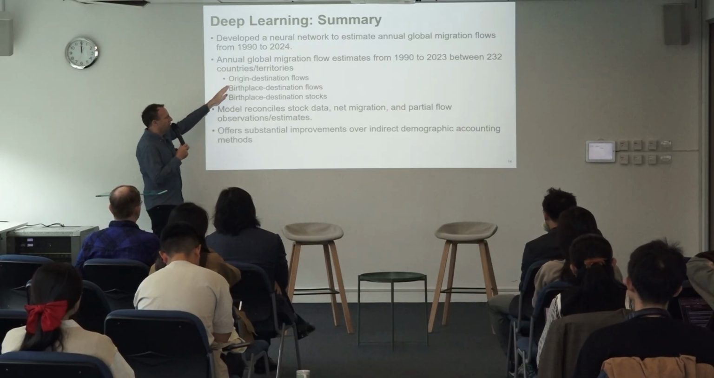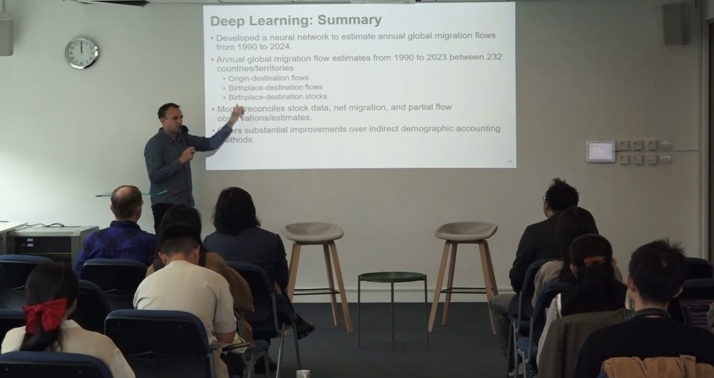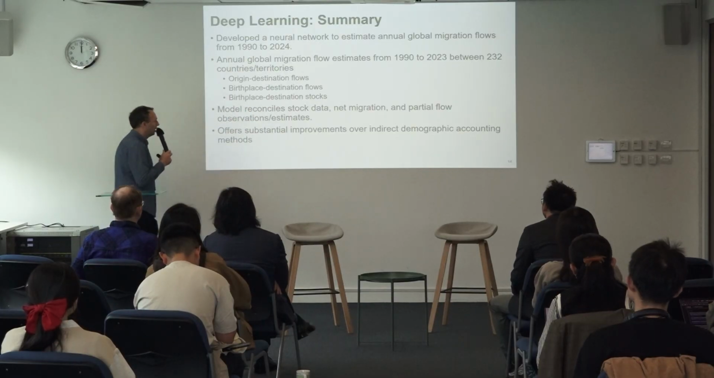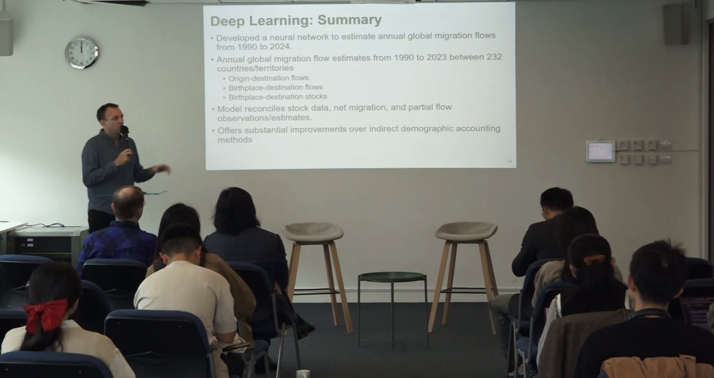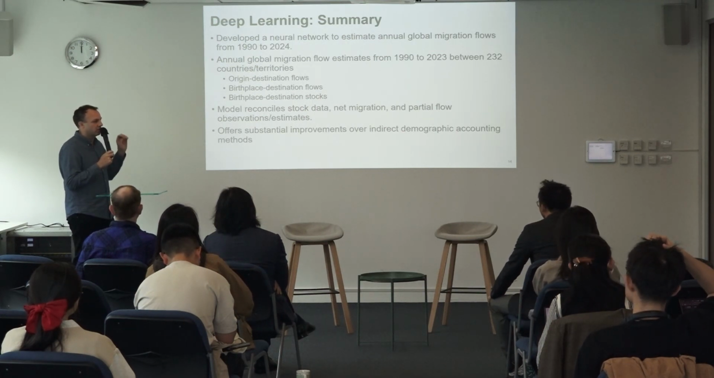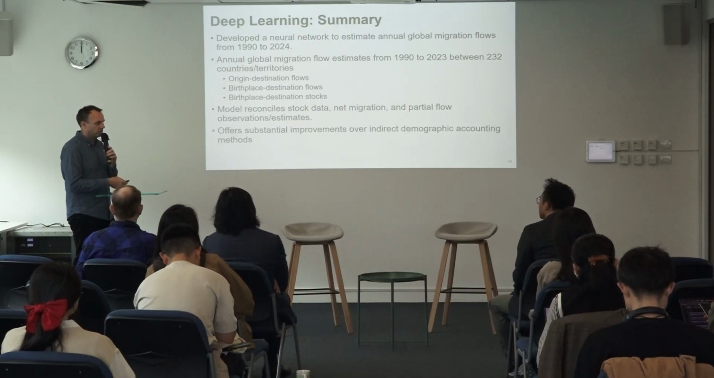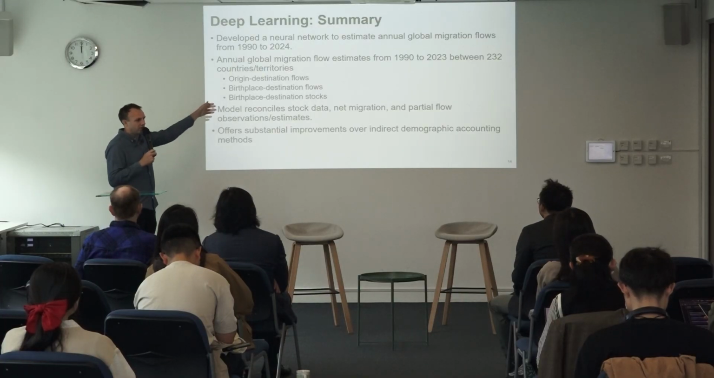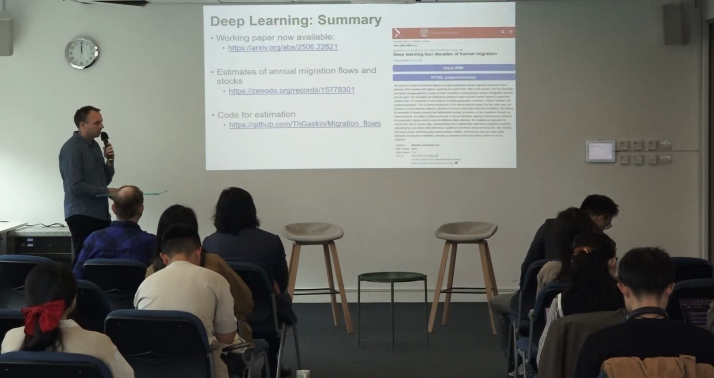for every year. And we not only have the origin destination flows, we also know the birthplace flows and also the stocks, from birthplace to destination. So we have this framework to reconcile all these different levels of data. And I think it's going to be a big improvement over the indirect methods that we've been using so far. Even for the UN, which is producing these stocks every 5 years with very simple methods, I think we've made a big gain.